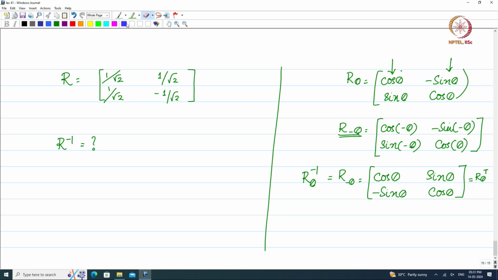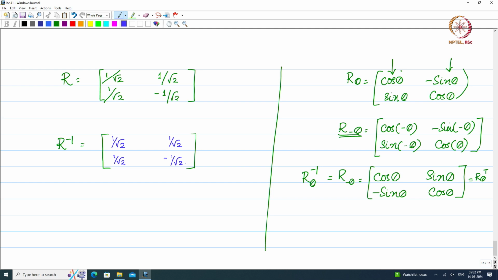So what is R theta inverse in this case? R inverse in our case, whatever we are looking at right now, is basically the transpose of this matrix. What is the transpose of this matrix? The transpose is 1 by root 2, 1 by root 2, 1 by root 2, minus 1 by root 2.